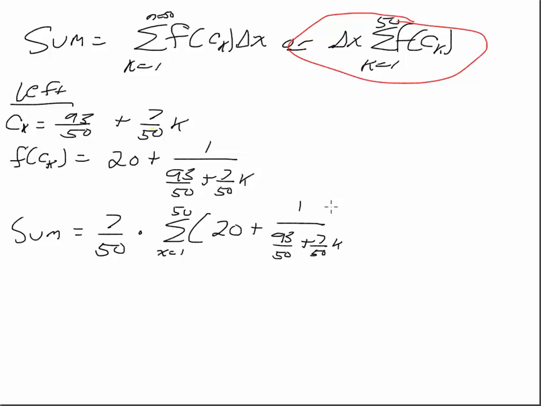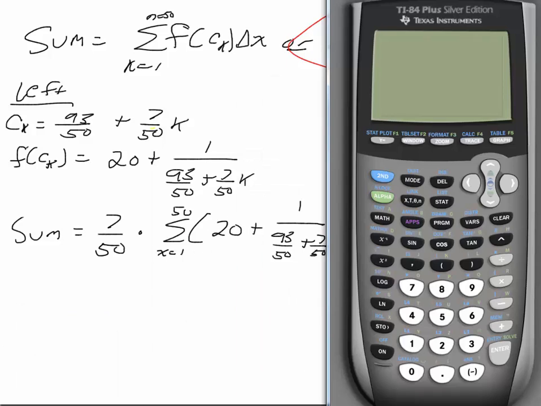And you don't have to simplify this fraction. It's easy. It's 50 over 93 plus 7K. That's actually pretty easy to do. But I'm just showing you that you don't have to. You could put this in exactly the way it looks here. So this is what we're actually going to put in. So let me bring up the calculator again.